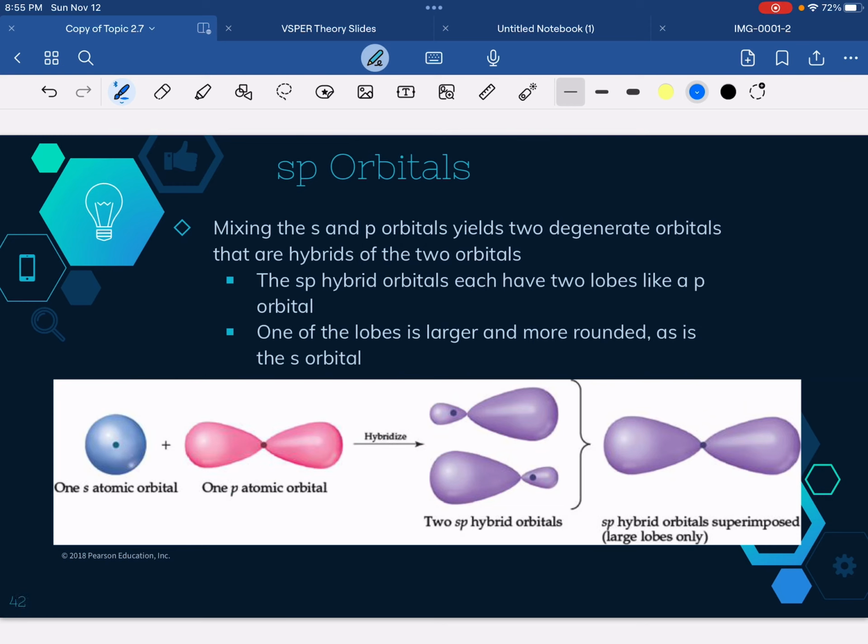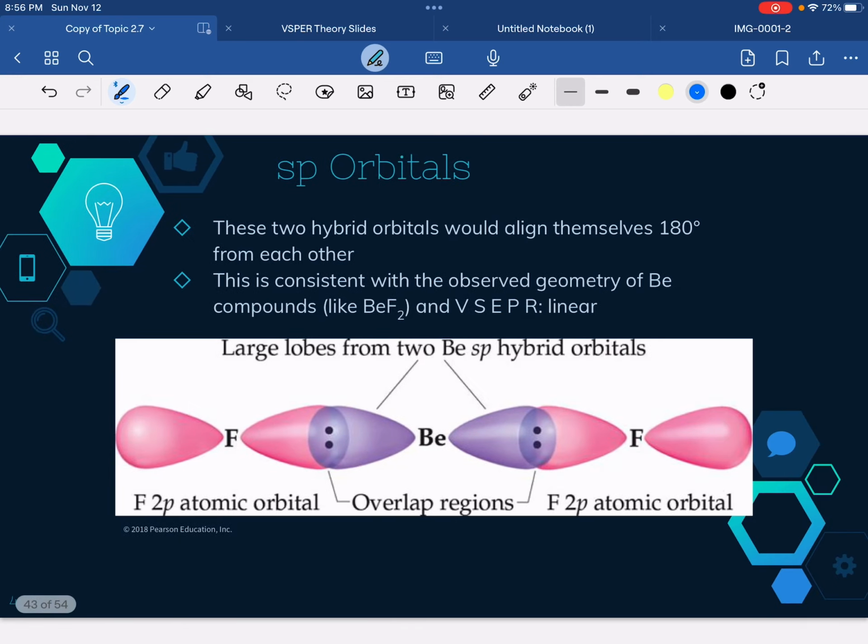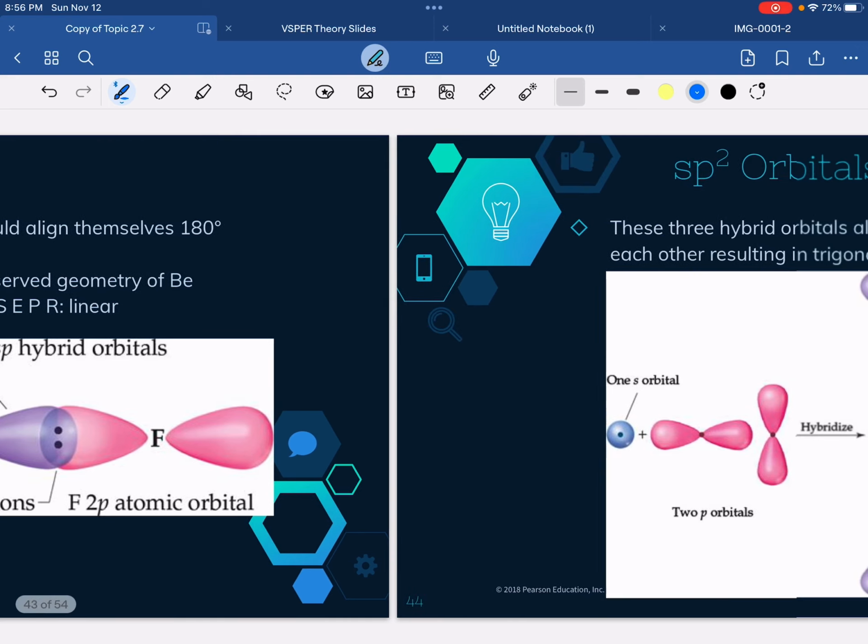So the mixing of S and P orbitals yields two degenerate orbitals that are hybrids. Okay, so we have our pink and our blue coming together to make the purple, and this is an sp hybrid orbital. Our sp orbitals would align themselves at 180 degrees. Okay, and then we each have 180 degrees away from the central.